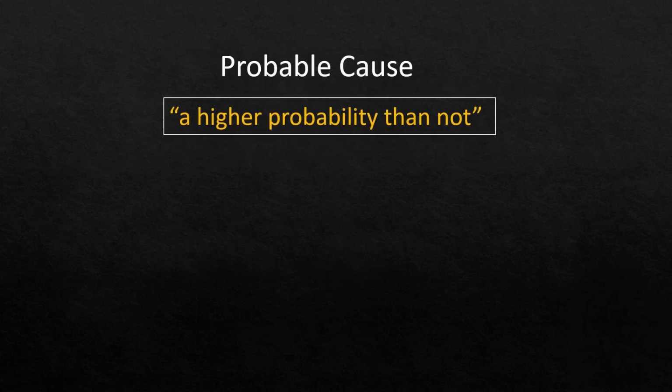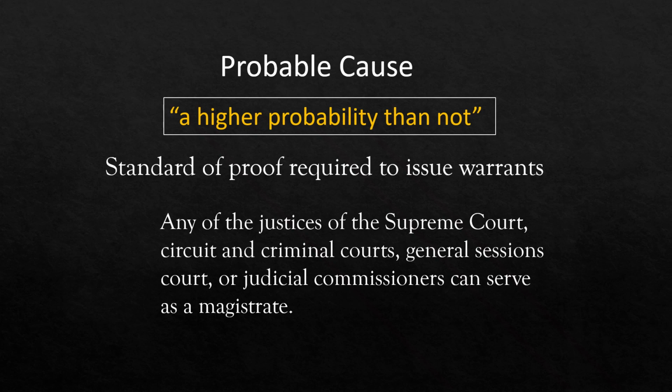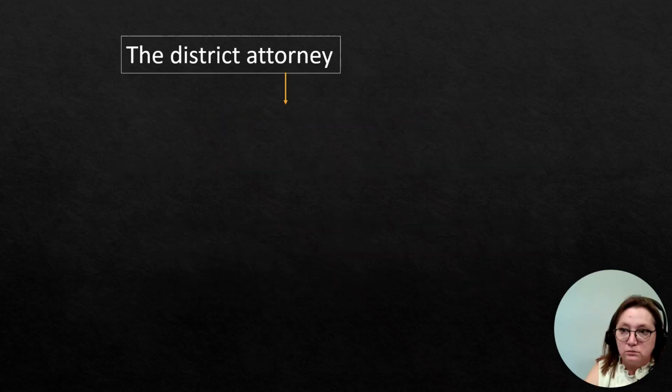So what is probable cause? Probable cause is a higher probability than not, meaning that is the standard of proof required to issue warrants. Any justices of the Supreme Court, Circuit or Criminal Court, or General Sessions can issue warrants, as well as the commissioners, who sometimes run the jail court at night and times like that, or after hours.